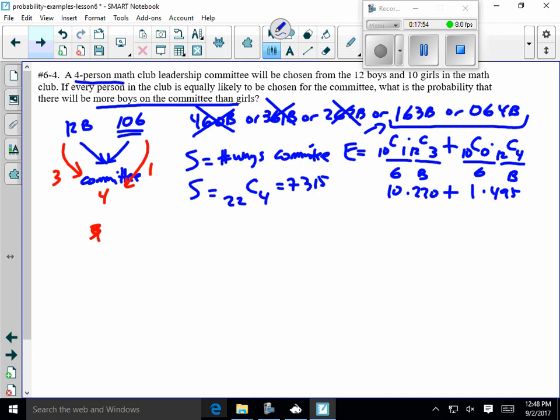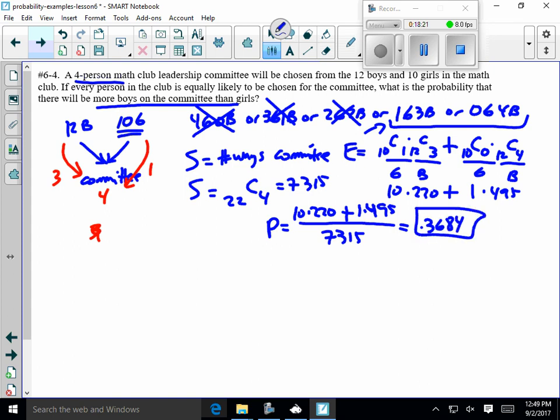The probability is going to be 10 times 220 plus 1 times 495. That's all the ways to get the 4-person committee that meets the special event criteria, divided by the 7,315 total ways to choose the committee if I don't care about gender. Right? And that turns out to be 0.3684. So that would be one way to solve the problem, okay?